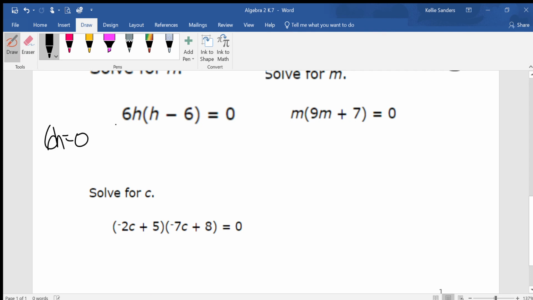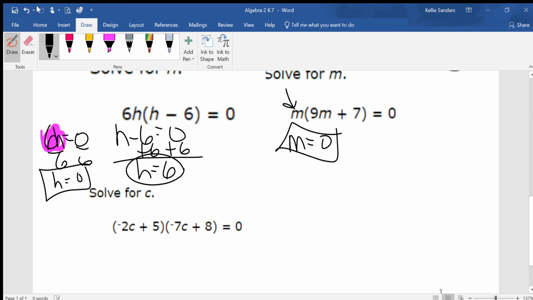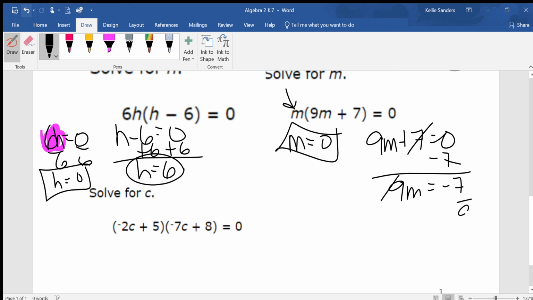6h equals 0 and h minus 6 equals 0. This is being multiplied, so we divide. What is 0 divided by 6? 0, because 6 times 0 is 0. This is subtracting, so we're going to add. So 0 plus 6 is 6, because 6 minus 6 is 0. M equals 0, because of that M. And 9m plus 7 equals 0. Subtract 7. Divide by 9. Is that reduced? Yes, so that would be your answer.